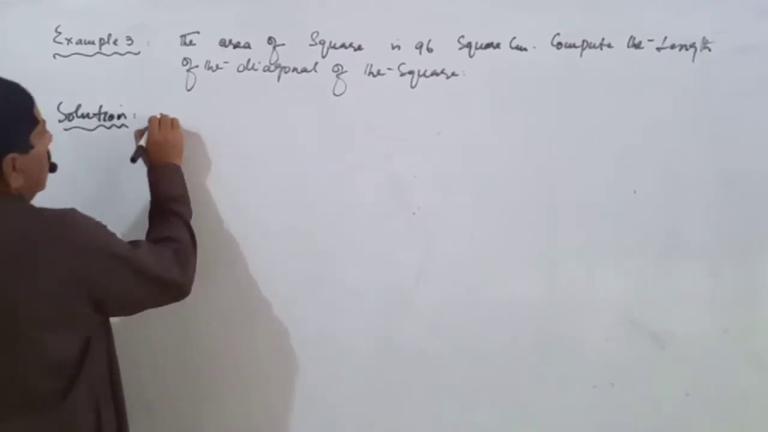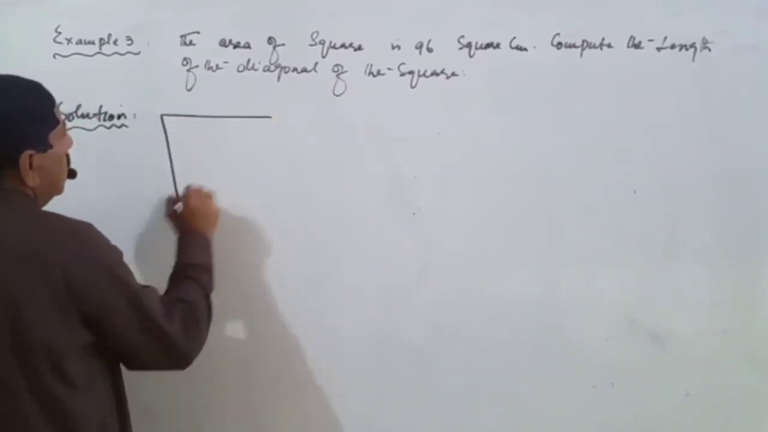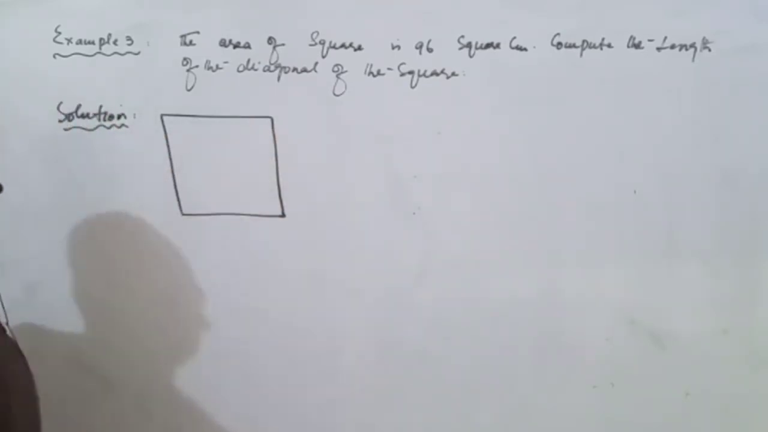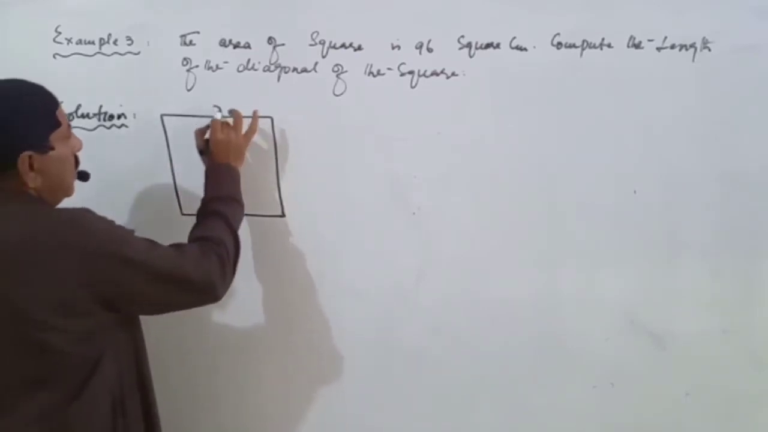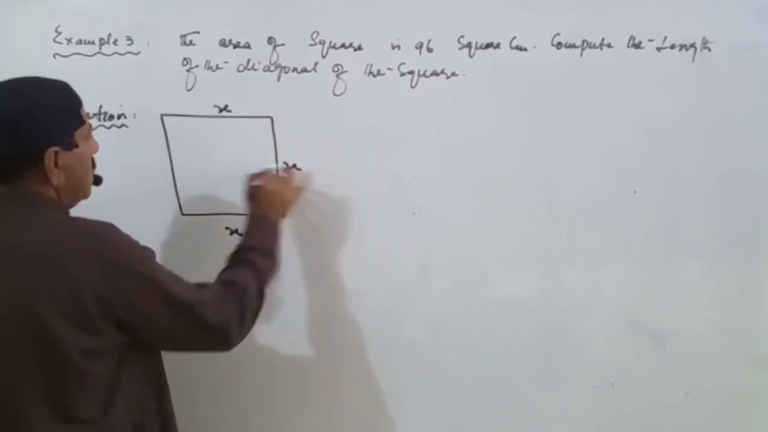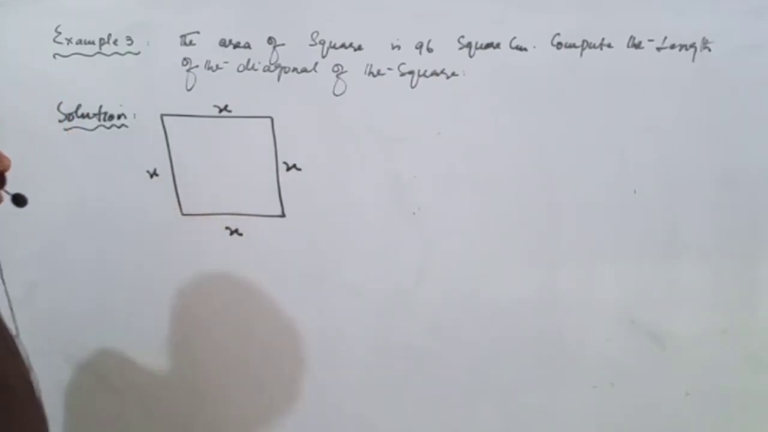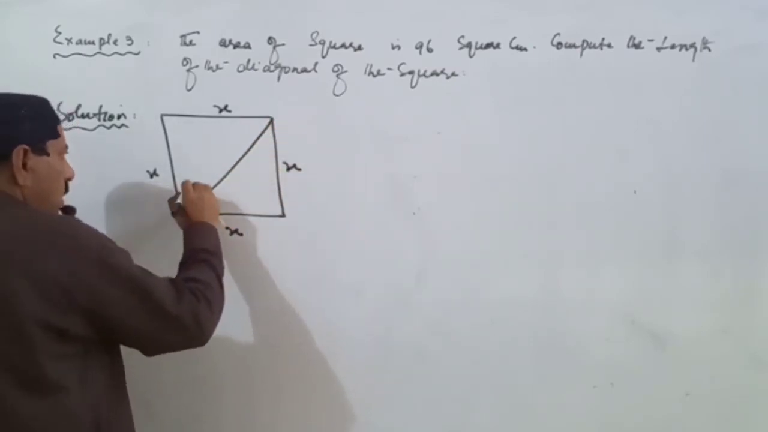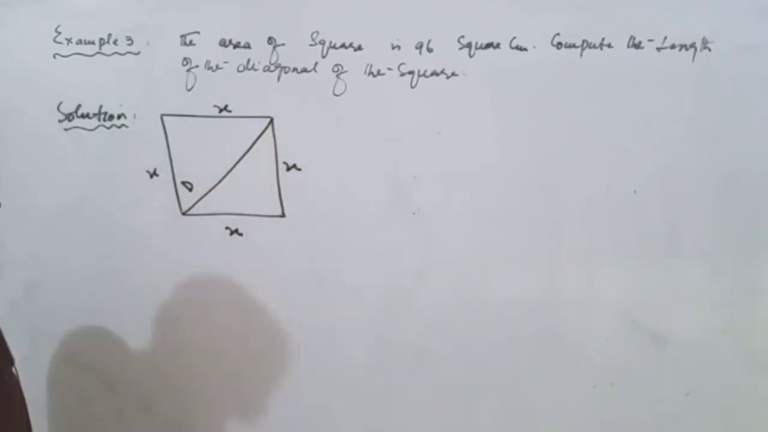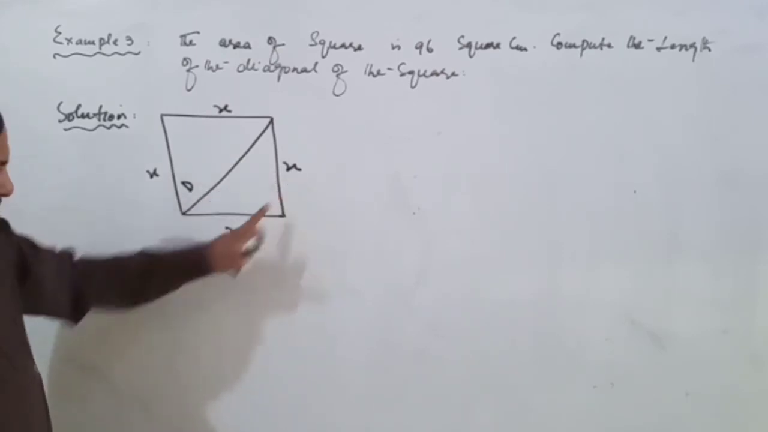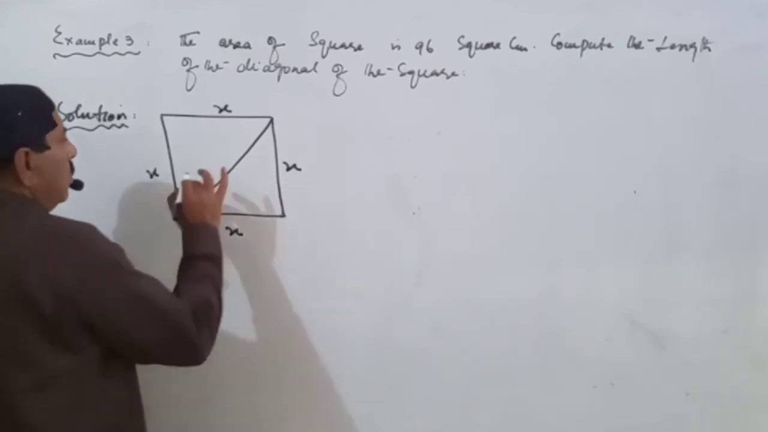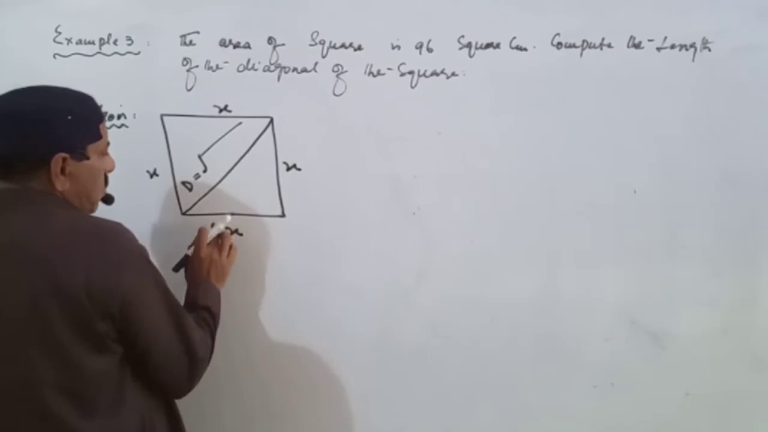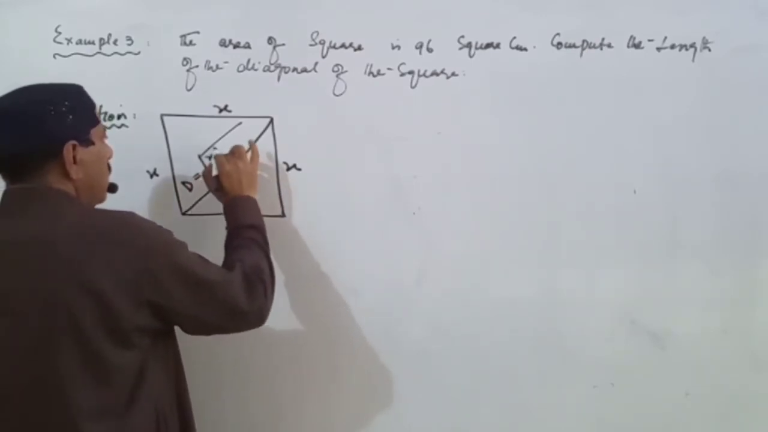Suppose this is a square. Each side of the square is equal to each other. Let each side of the square be x. This is x. This is x. Length of the diagonal. This is the diagonal D. D is the hypotenuse of this square. So hypotenuse, diagonal is equal to base square plus perpendicular square, means x square plus x square.